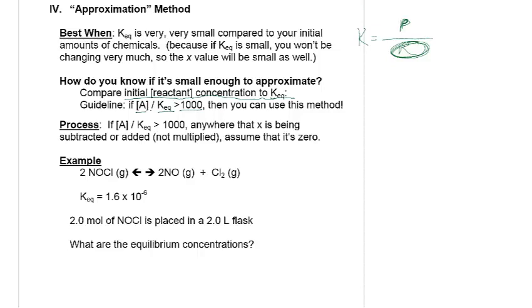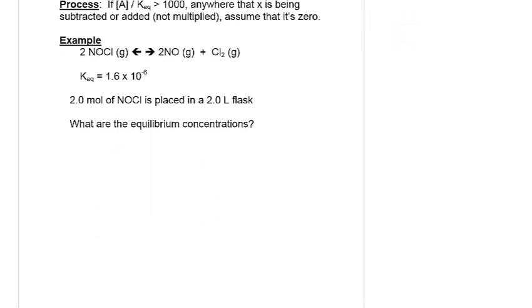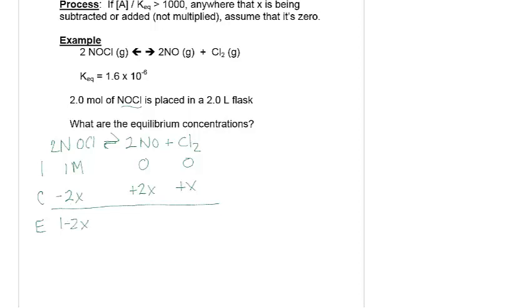Basically, you would set up your ICE chart and your KEQ, and then figure out whether the concentration of your initial reactant is big enough to approximate. So we're going to try this example. 2NOCl is in equilibrium with 2NO and Cl2. So let's write out our ICE chart. Initially, we put 2 moles in a 2-liter flask of our reactant, so that would be 1 molarity to start, and neither of our products. Our change would be minus 2x, plus 2x, and plus x. And at equilibrium would be 1 minus 2x, 2x, and x.